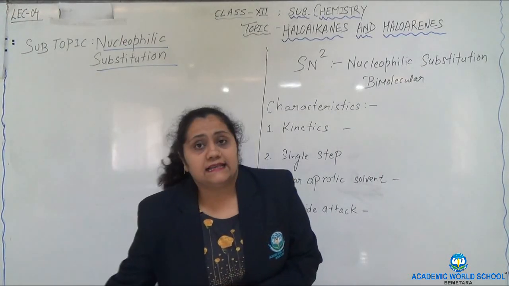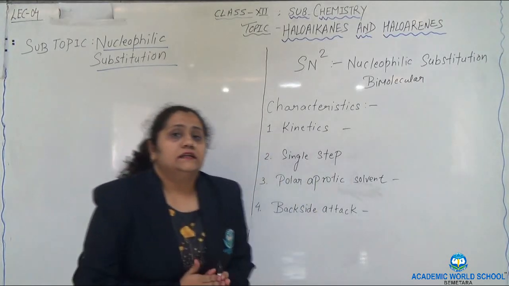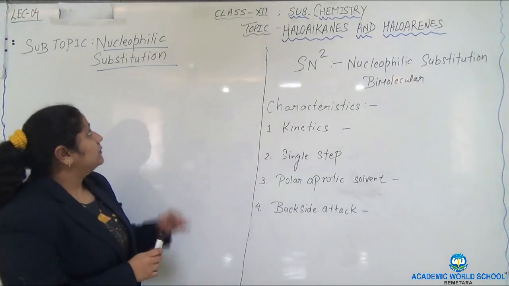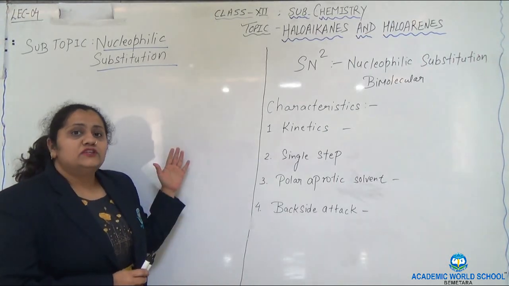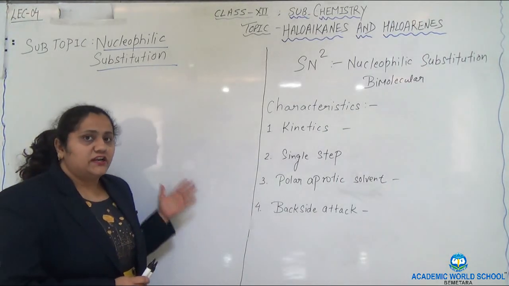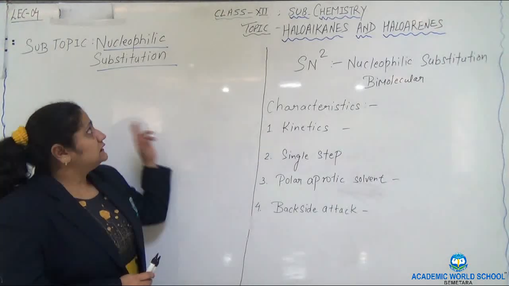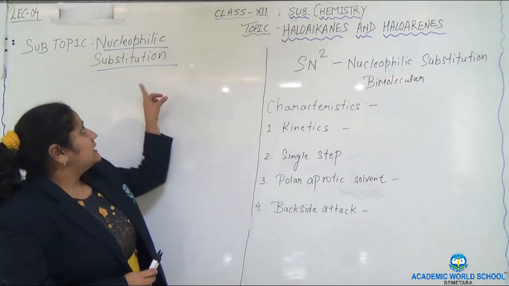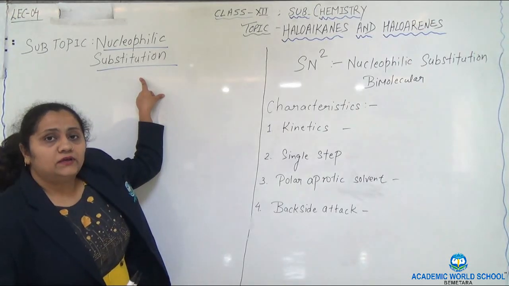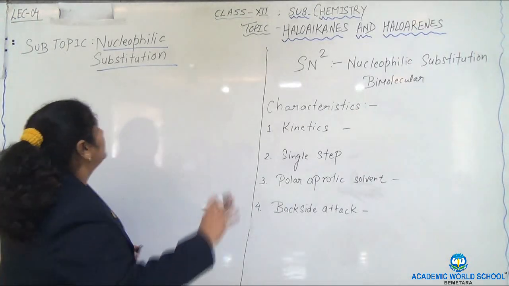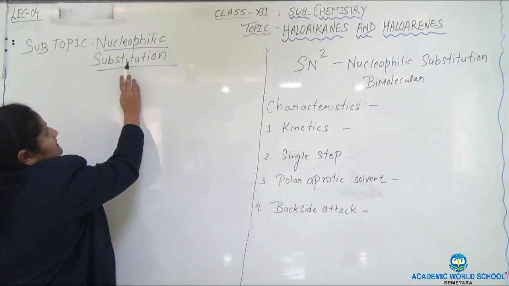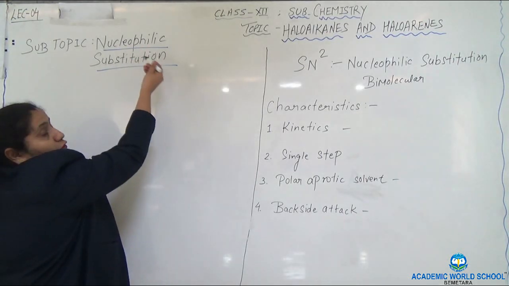So in our last lecture, we completed the chemical properties of haloalkanes and haloarenes, in which we covered the elimination reaction and reaction with metal. This is the third and last chemical property of haloalkanes and haloarenes, named nucleophilic substitution reaction. As the name suggests, the substitution takes place by a nucleophile.